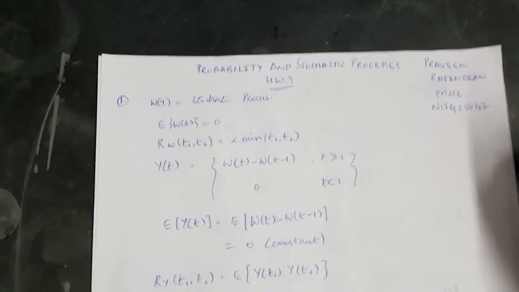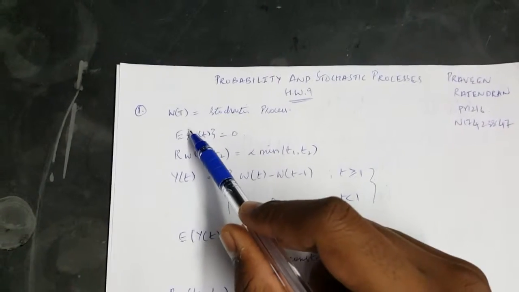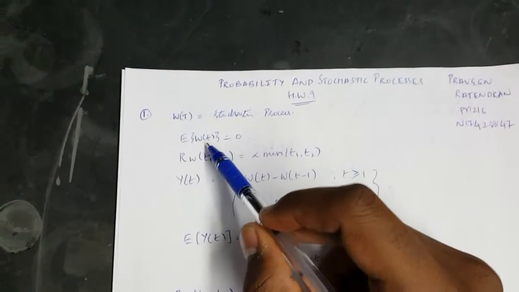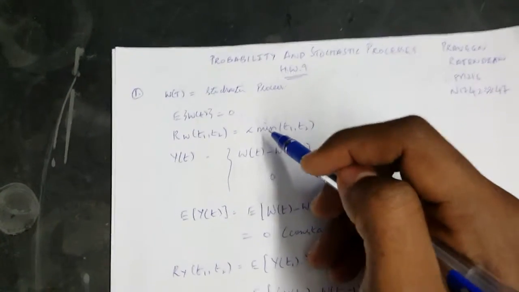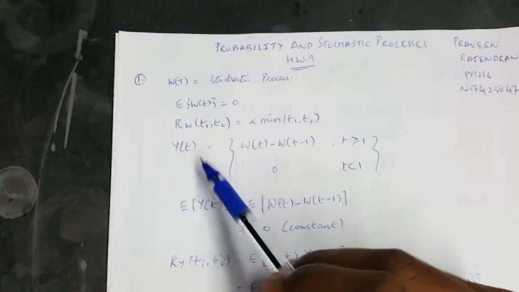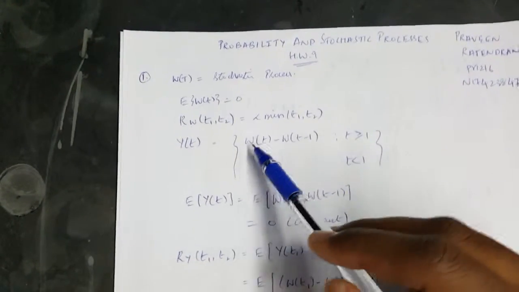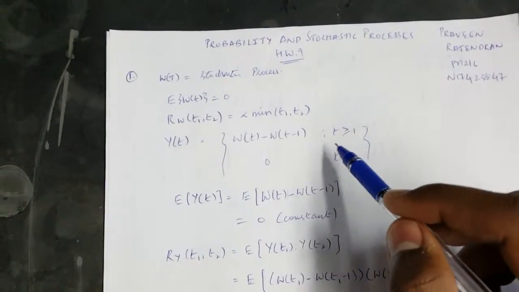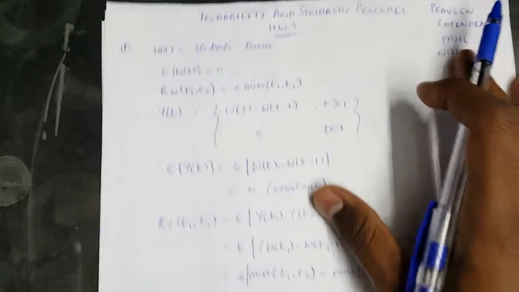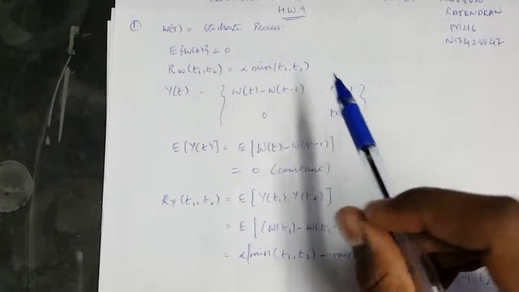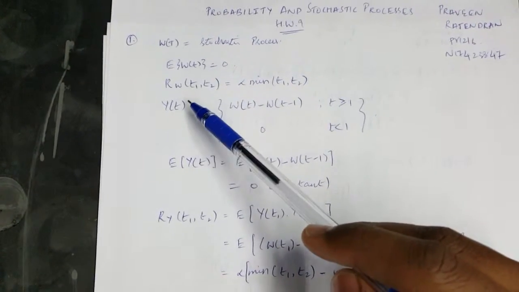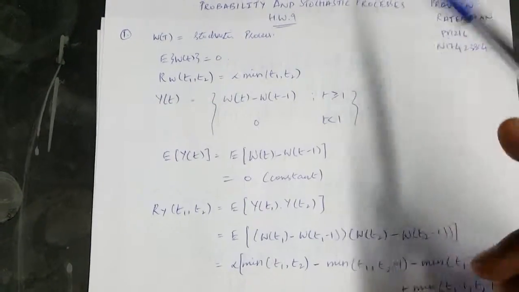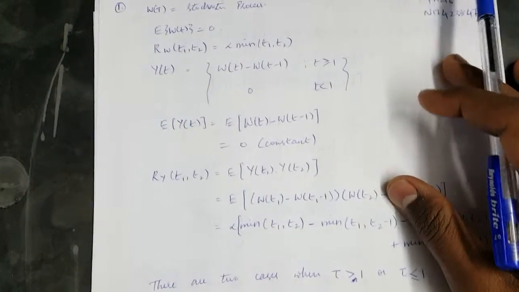So in the first question, we are given a stochastic process W of t. The expectation of W of t is given as 0, and the autocorrelation function is alpha times the minimum of t1 and t2. We are given another process, y of t, equal to W of t minus W of t minus 1 for t greater than or equal to 1, and 0 for t less than 1. We are asked to find if y of t is a wide-sense stationary process, and also its mean and autocorrelation functions.